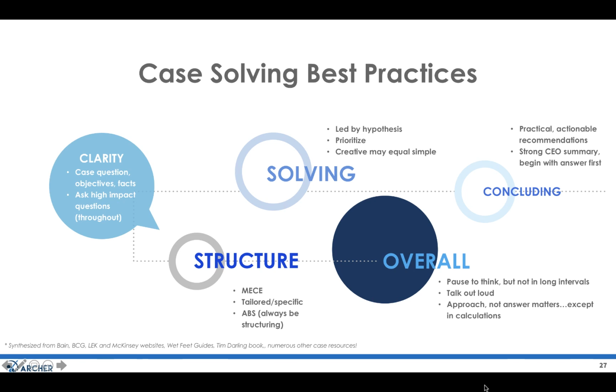The third area is your approach to solving. A couple main things stand out here. One is using a hypothesis to guide you. The second is being able to prioritize among a lot of different potential issues or ideas. And then third, sometimes the most creative ideas are the most simple. It's a case interview, it's in a constrained environment. I'm causing you to think on your feet. Be straightforward. Really attack the heart of the matter that you're focused on.